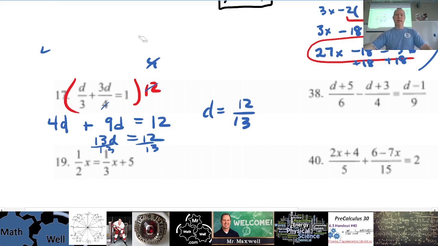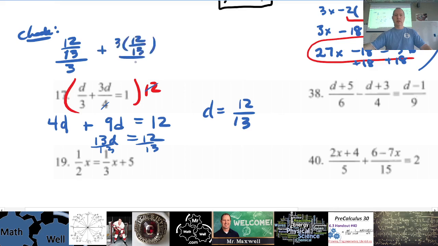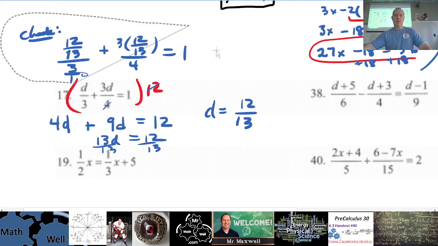Yeah, if we do a check, let's do a check. So then 12 over 13 over 3 plus 3 times 12 over 13 over 4 equals 1. So that's going to be 12 over 13 divided by 3. We flip and multiply our fractions, right? When you divide by a fraction, you take the bottom one, you flip and multiply it. So that's going to be, where should I go here now? Now I'm stuck. I'll make a little bit more room.